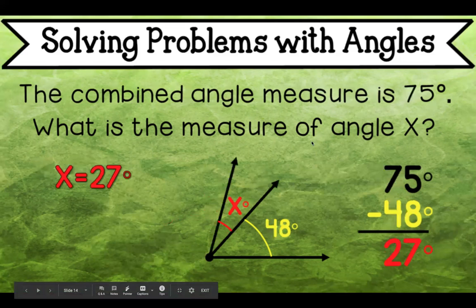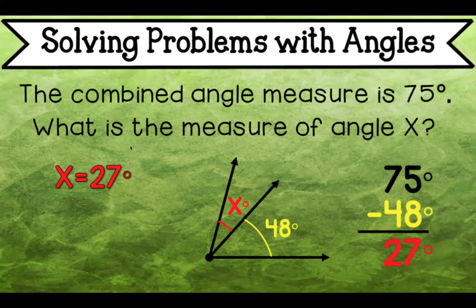Next one. The combined angle measure is 75 degrees. So both of these together would be 75 degrees. What is the measure of angle X? Well, you're going to have to take 75 degrees minus 48 degrees to equal what X is, and X would equal 27 degrees.